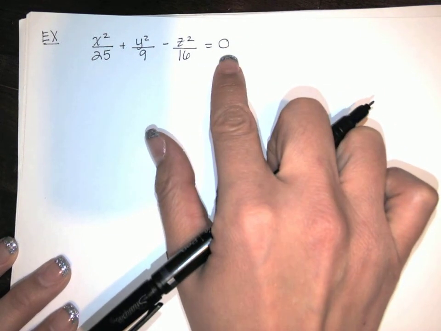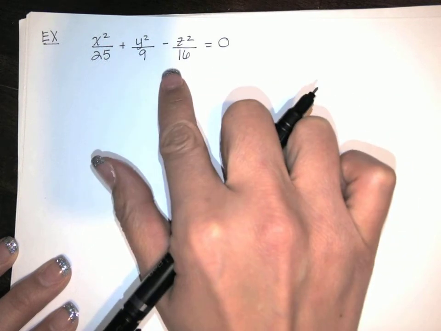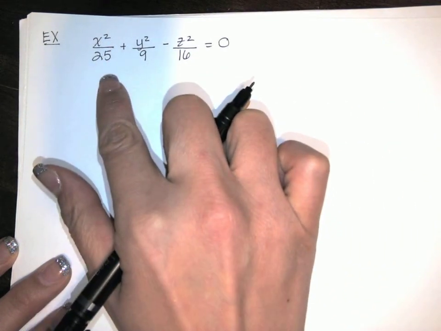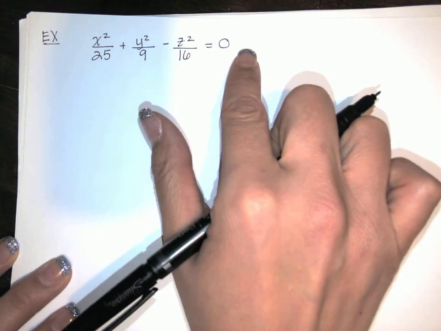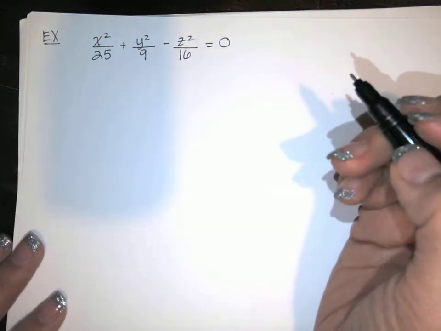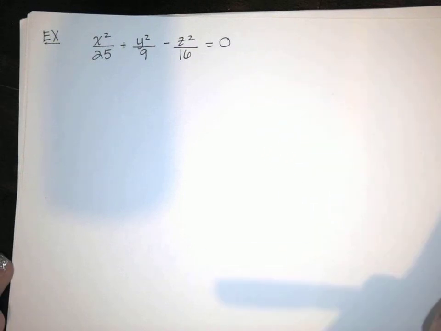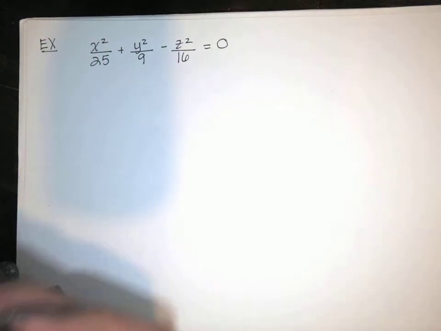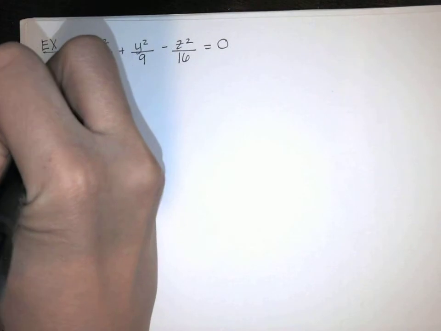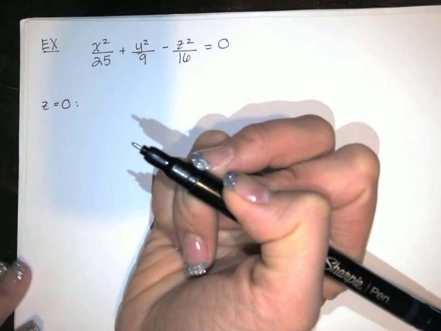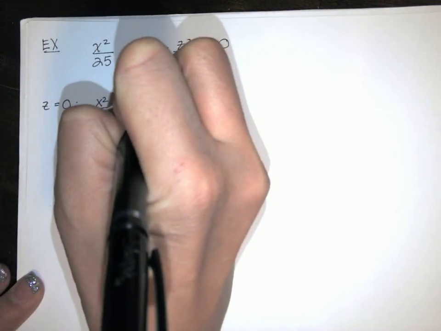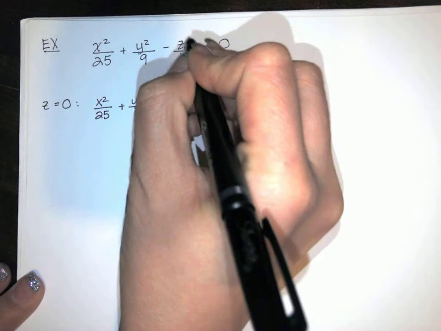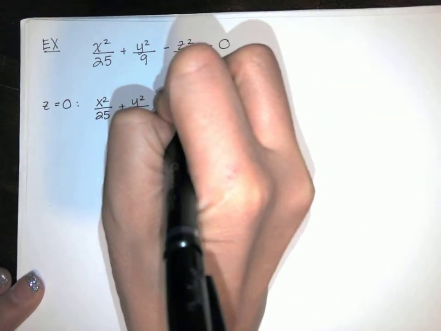If you see this 0, or maybe you see this equation rearranged, x squared over a squared plus y squared over b squared equals z squared over c squared, that might be on the other side. This represents what's called an elliptic cone. To figure out what's happening in all three planes, let's set a variable equal to 0 and see what we get. So in z equals 0, this guy is gone, and we're just left with x squared over 25 plus y squared over 9, minus 0, equals 0.